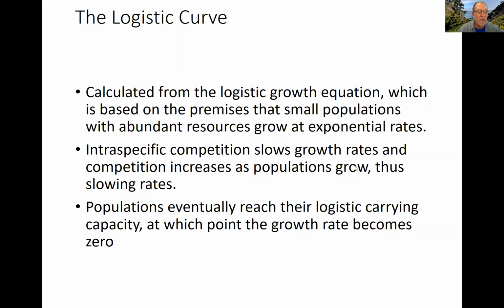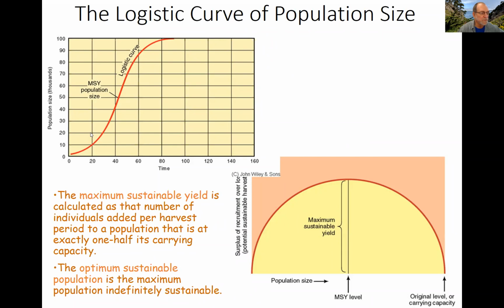So the population has reached its logistic carrying capacity and the growth rate becomes zero. We've seen this before. So this is the run up here, and up here somewhere is the carrying capacity. There's exponential growth during this phase, and then it becomes logistic growth in the later fraction of the phase. How does that relate to fisheries, and how does that relate to an understanding of how a human population might extract a sustainable harvest from a population of fish that's otherwise unregulated?